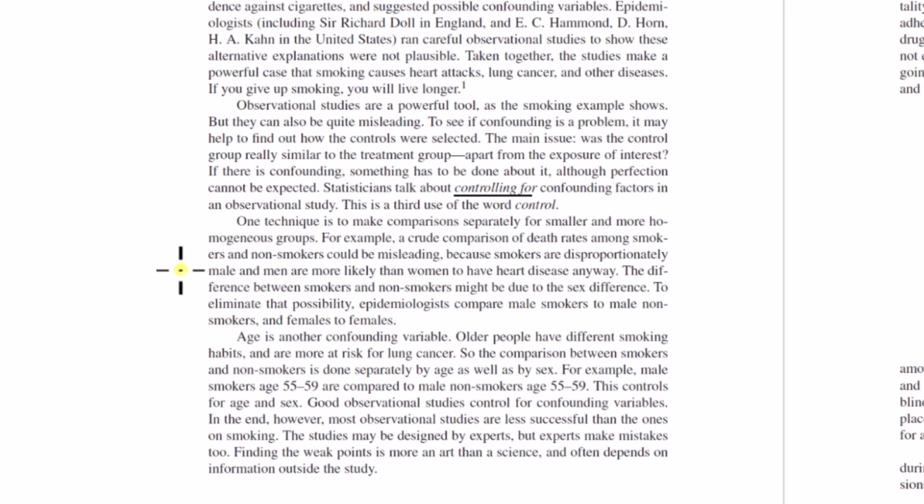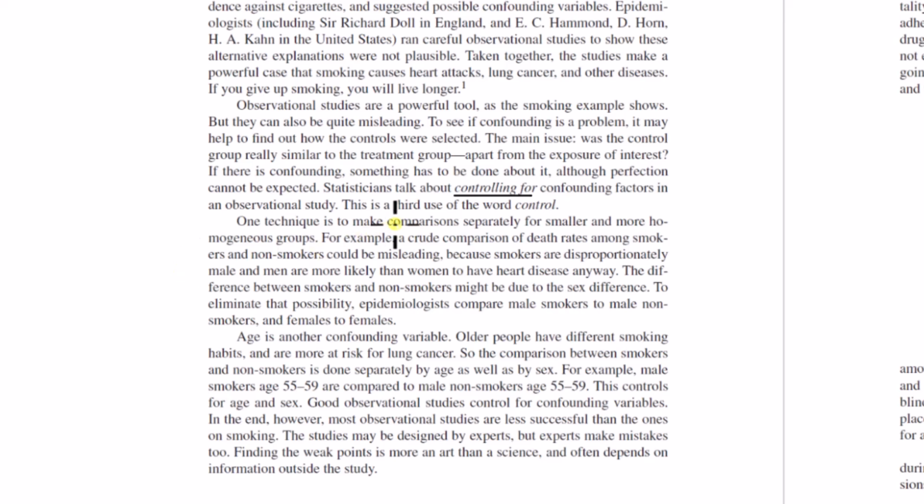So the example they give here is maybe the control group and the treatment group are made up of a lot more women than men. And furthermore, maybe there are a lot more younger smokers than older smokers. Well, women tend to live longer. They're healthier than men. And a similar kind of idea with age. You can see how these are potentially confounding factors.